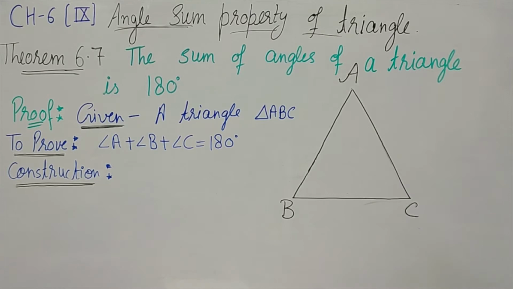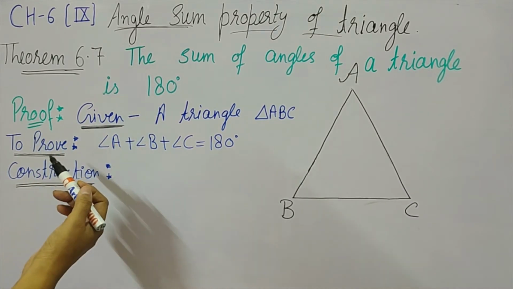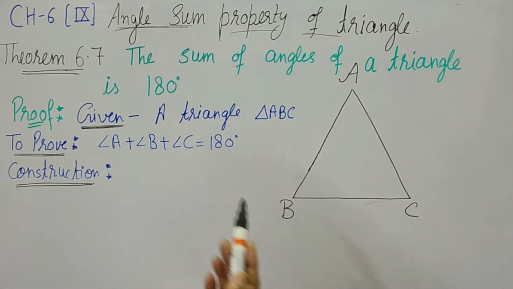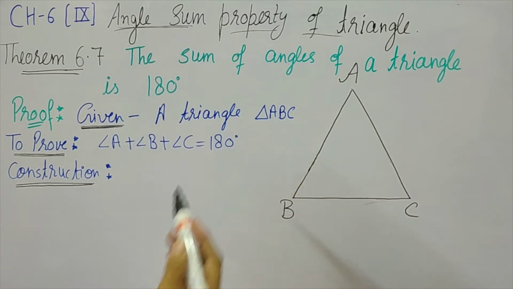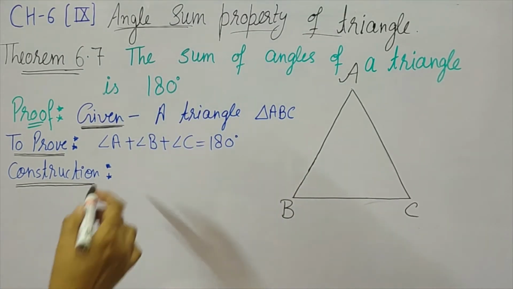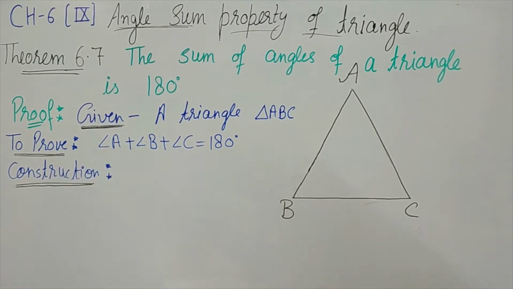So to prove this theorem, let us write the given, to prove and construction. What is given to us? Only a triangle. Name it triangle ABC. What to prove? Sum of three angles of ABC is equal to 180 degrees.